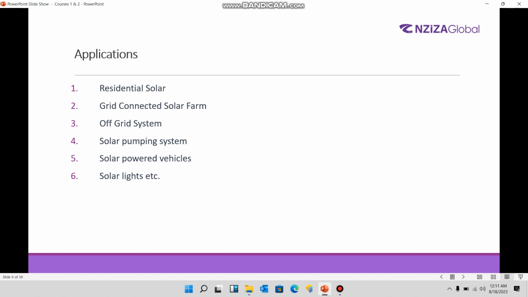Applications of the solar system. There are a lot of solar system applications; a few are listed here. Number one is residential solar, where the solar system is installed on houses or residential areas to produce energy and benefit from the sunlight when it is available in the daytime. Second is a grid-connected farmhouse or solar farm, which is a system with a higher capacity to generate more power from solar to serve the purpose.